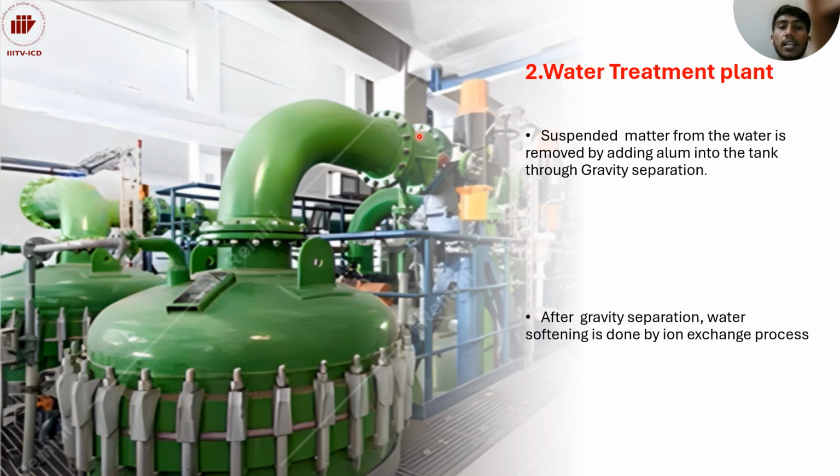Here, if there is no proper treatment, the efficiency and lifespan of this system will be reduced. Now, suspended matter is removed from the water by adding alum into the tank through gravity separation. After gravity separation, water softening is done by the ion exchange process.